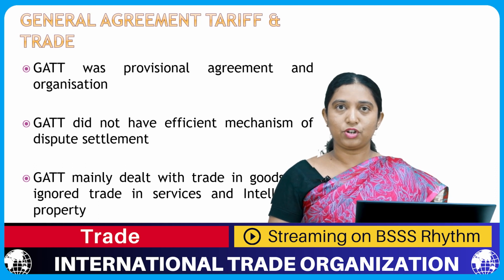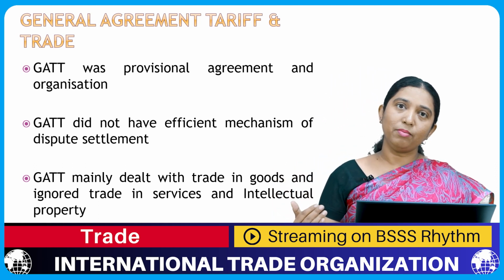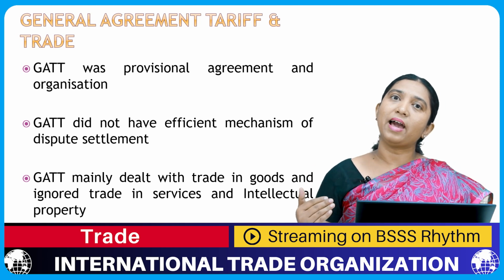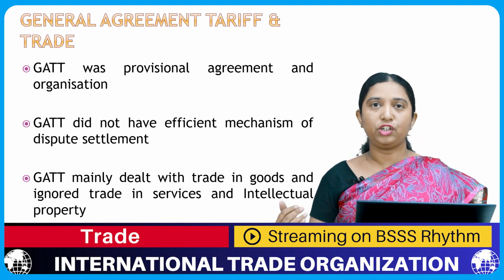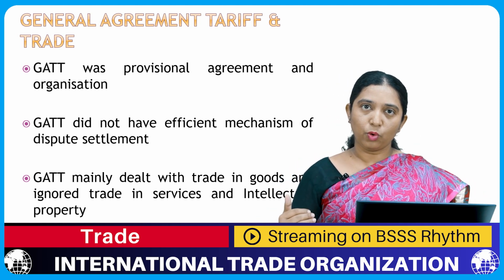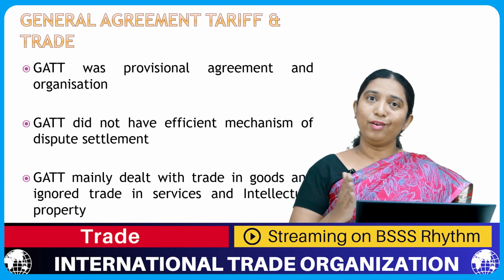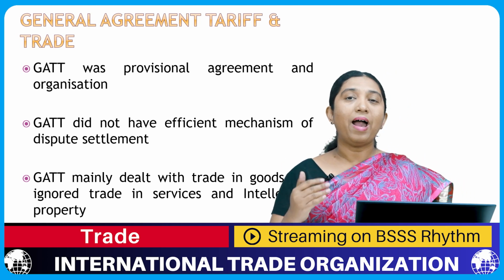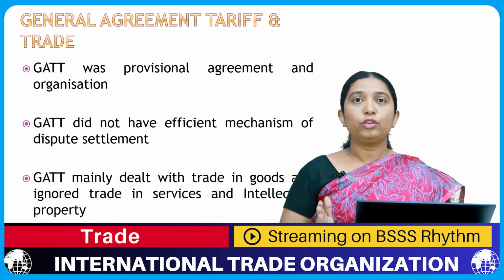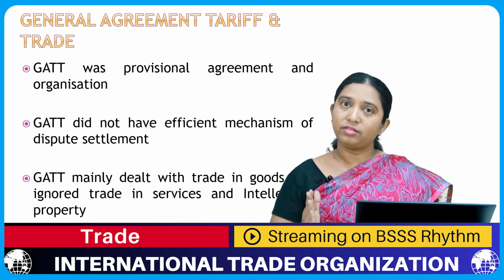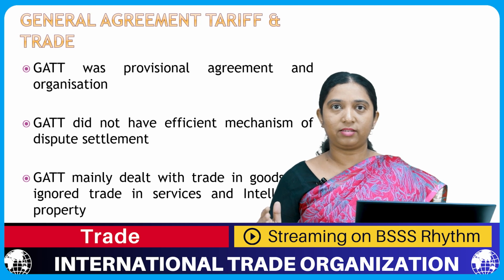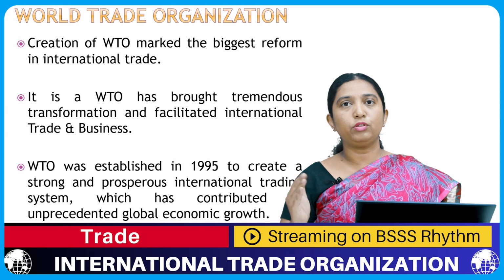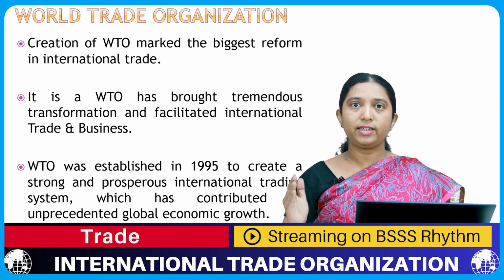WTO is permanent. The dispute settlement mechanism of GATT was slow and ineffective, but the dispute settlement mechanism of WTO is fast and efficient. GATT was narrow in scope. That means GATT only involved trade in goods, whereas WTO is wider in scope and it involves not only those activities of trade but also services and intellectual property rights. Because of such limitations, GATT was replaced by WTO on 1st January 1995.